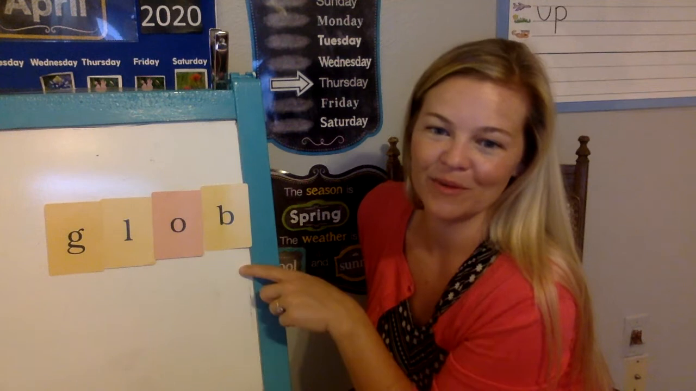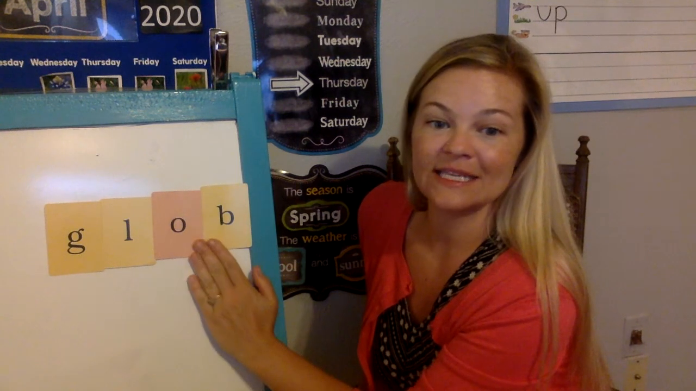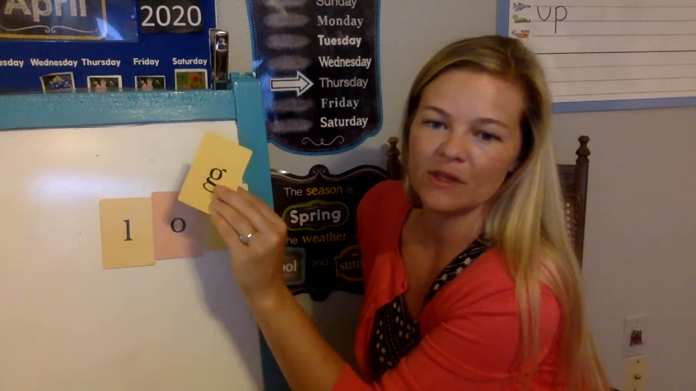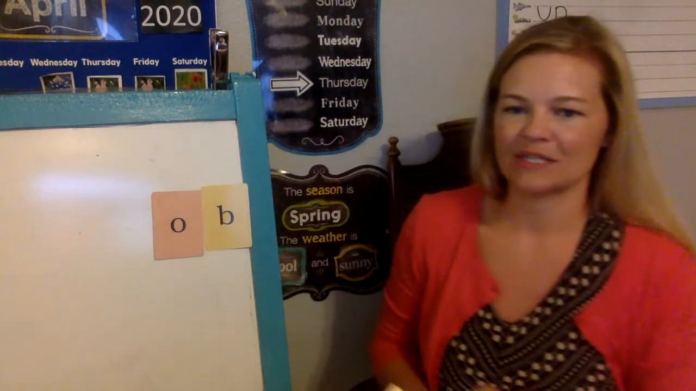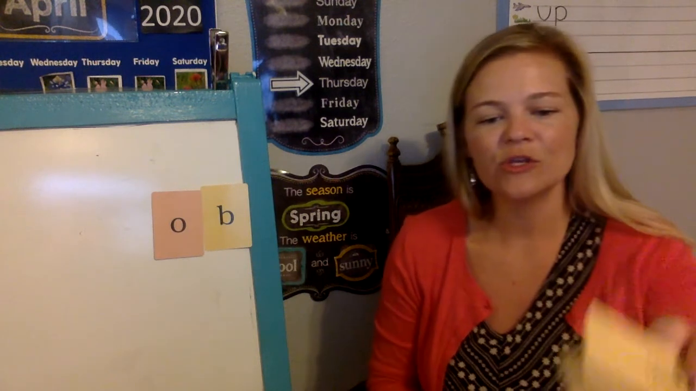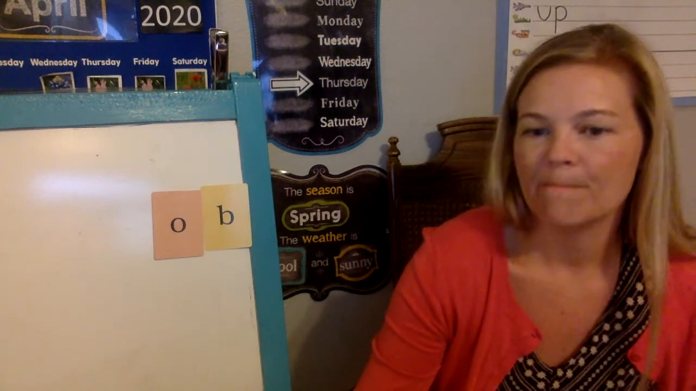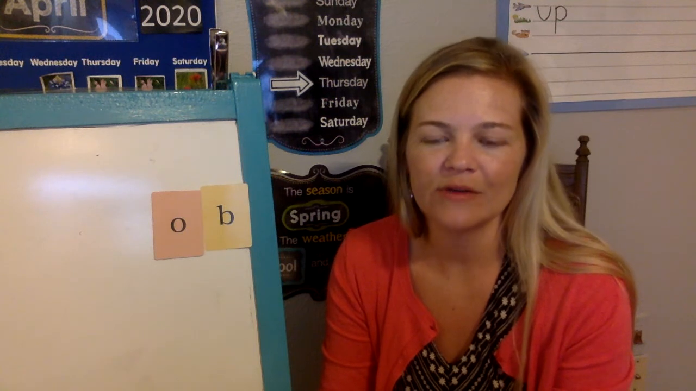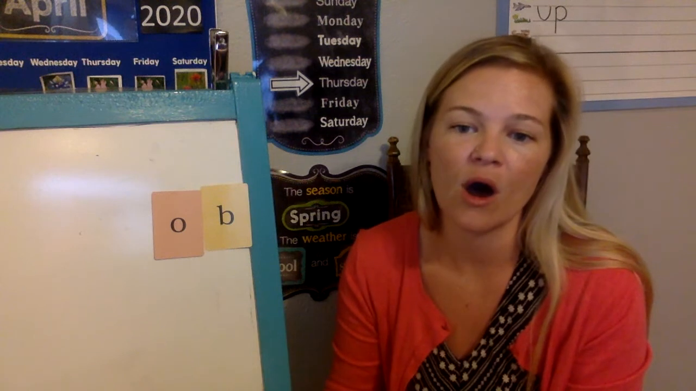A glob. Okay, let's do another ob word. So let's leave ob up here. But let's put the G back where it belongs in your magnet tile board, and we'll put the L back where it belongs in your magnet tile board in ABC order. I want you to figure out how to spell the word mob. How can you spell mob? Like a big group of people is called a mob.